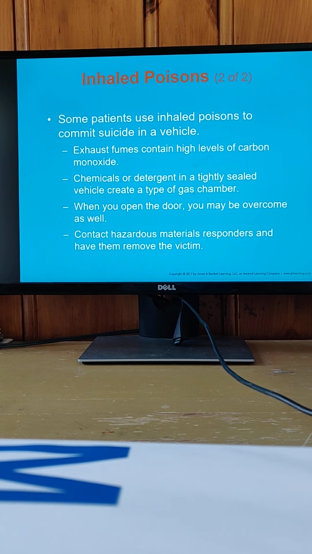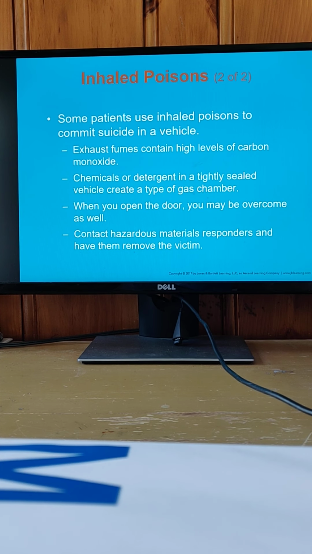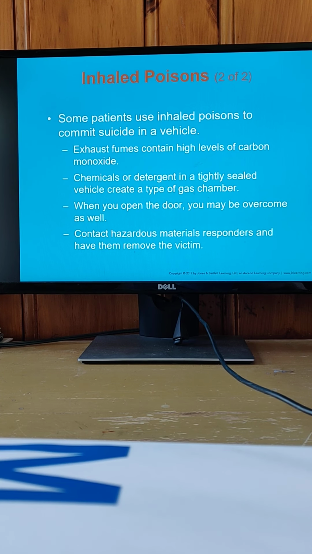Okay, say if somebody is in a car and that area is filled with poisonous gases, remember when you open the door to that chamber or to that room, as you open the door, it's going to create a suction, and a lot of those poisonous gases are going to be coming out right at you. So be careful. Contact hazardous materials responders and have them remove the victim. Don't you do it.